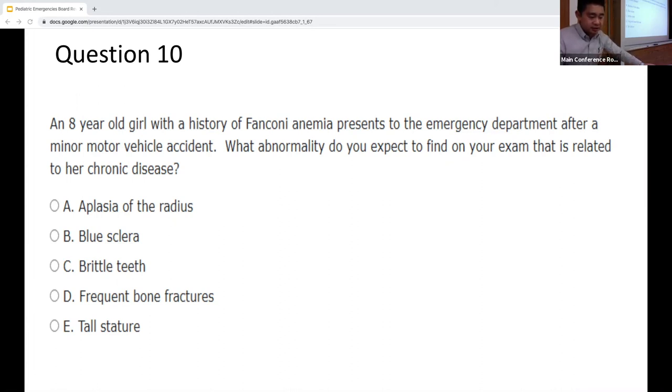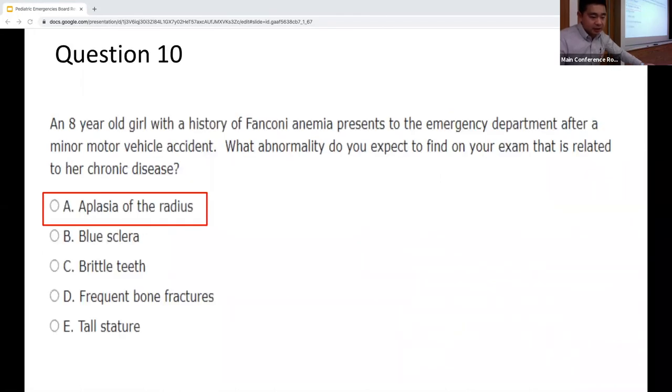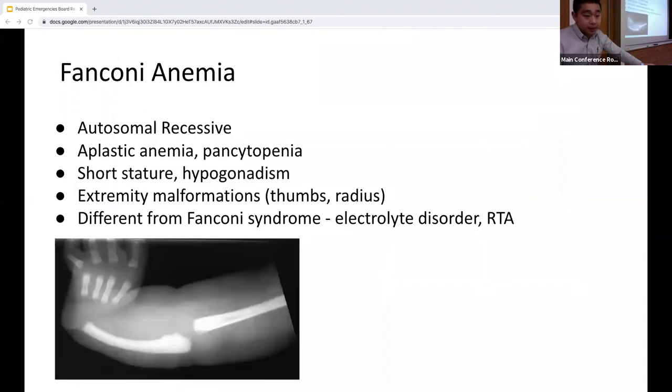This question is asking you to know about Fanconi anemia, and the answer is aplasia of the radius. That's the one thing that's associated with Fanconi anemia, and most of you got that right, which is great. Everything else is actually associated with osteogenesis imperfecta. B, C, and D are all OI. And tall stature is associated with neither of those, because in both Fanconi anemia and OI, you have short stature.